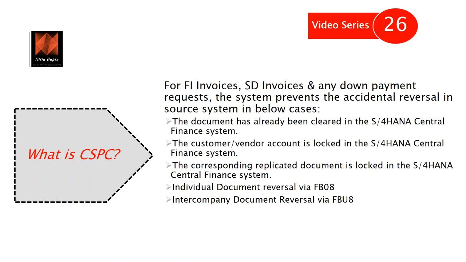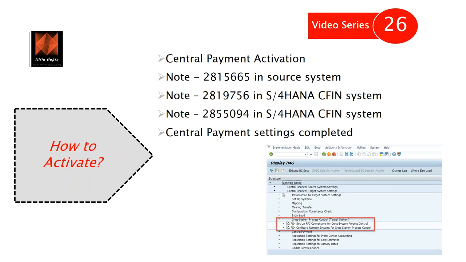So it is very clear. Even the name says cross-system process control. It has nothing to do with accounting, and nothing to do with your data transfer. It is simply from a process perspective. The system blocks the invoices in the source system in case there is an operation going on on that particular document in the CFIN system. So that's the logic.